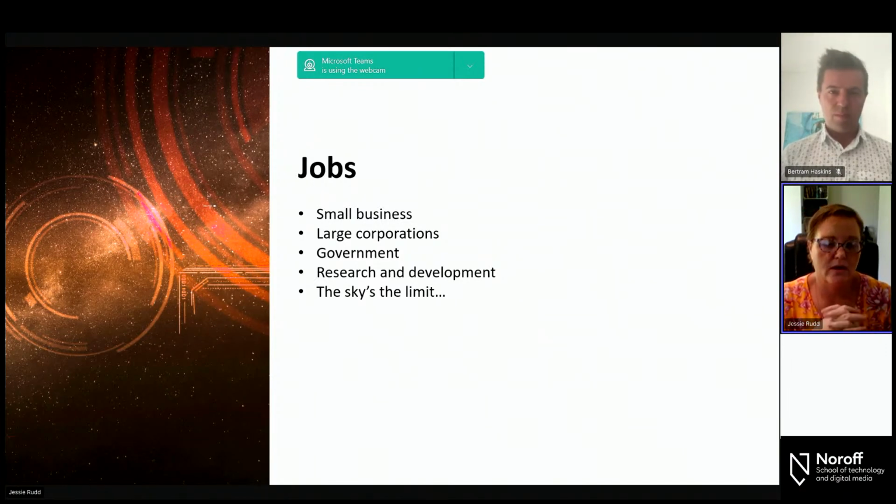The government also obviously uses a lot of data, and one of the things we do cover in our course is the GDPR side of things, so the privacy side and how legislation controls what you can or cannot share. Obviously, research and development also rely quite heavily on data.